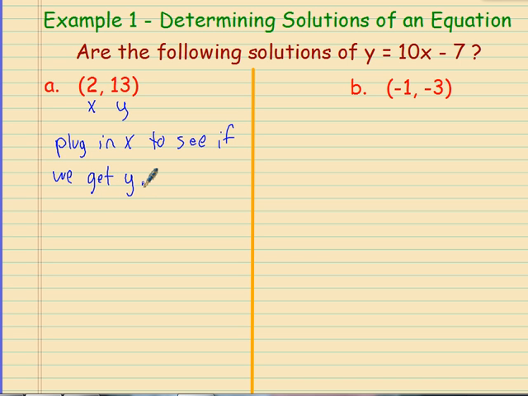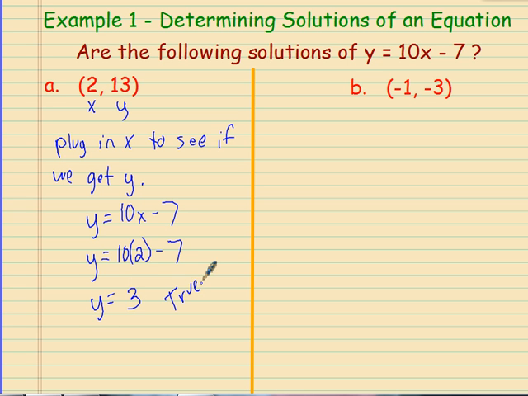Does that make sense? Okay, so first of all, you got to remember your equation is y equals 10x minus 7. So we're only going to mess with one of them, which is the what? The x. We're only going to mess with the x. So here's what we have. We have y equals 10 times 2 minus 7. 10 times 2 is? Minus 7 is? So y equals 13.